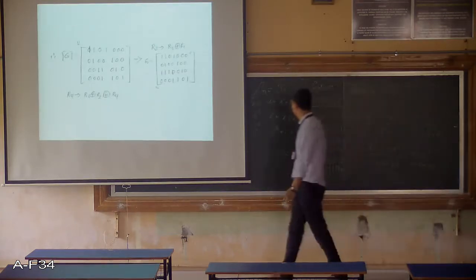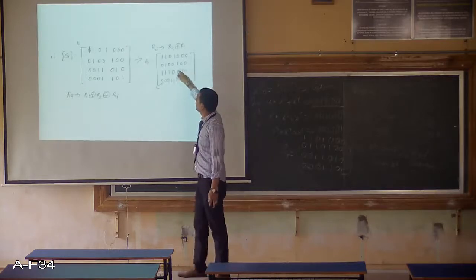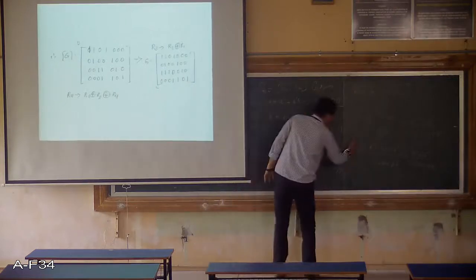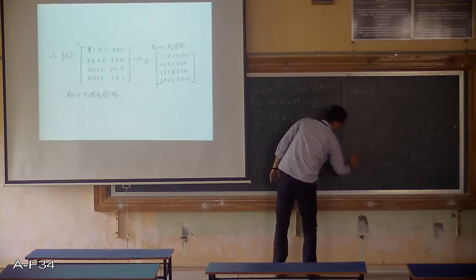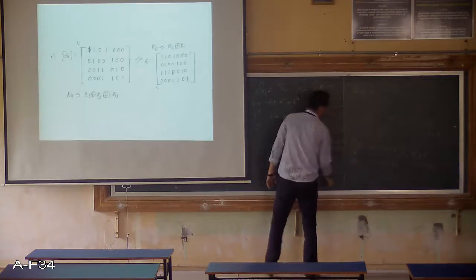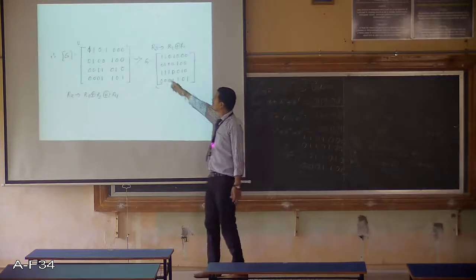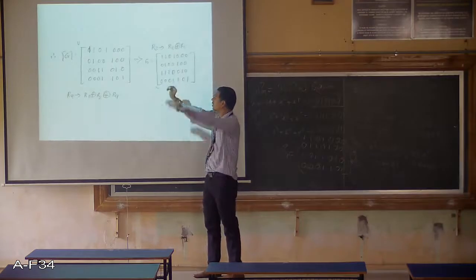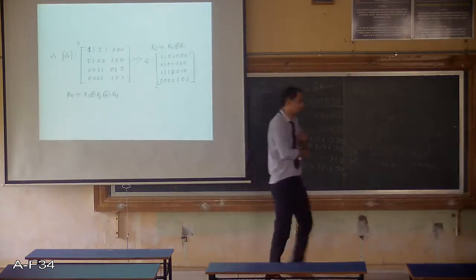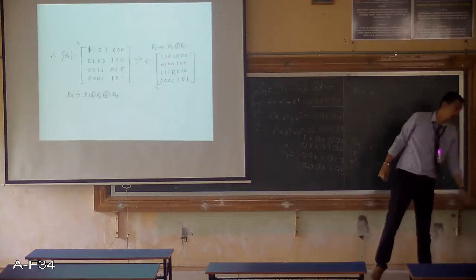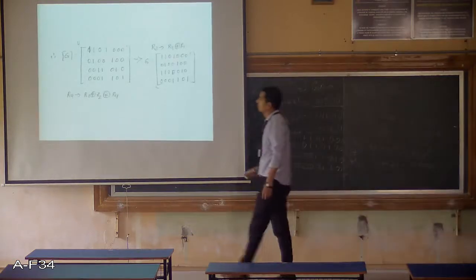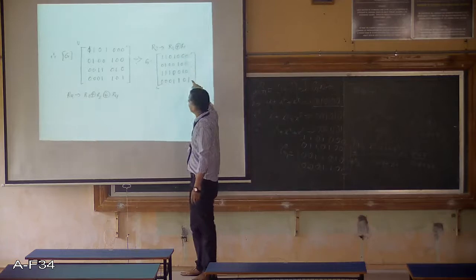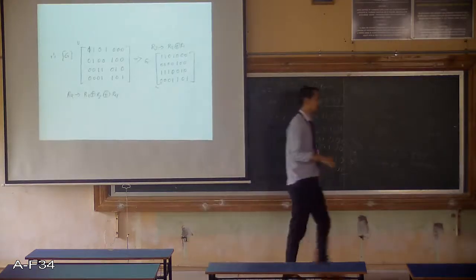With respect to the identity, we have added R3 is equal to R3 plus R1. Row 4 is not identity yet. Now, in order to make it an identity, we have to add R4 with R1 plus R2. That is R1, R2 and R4 has to be added so that I'll get an identity matrix.